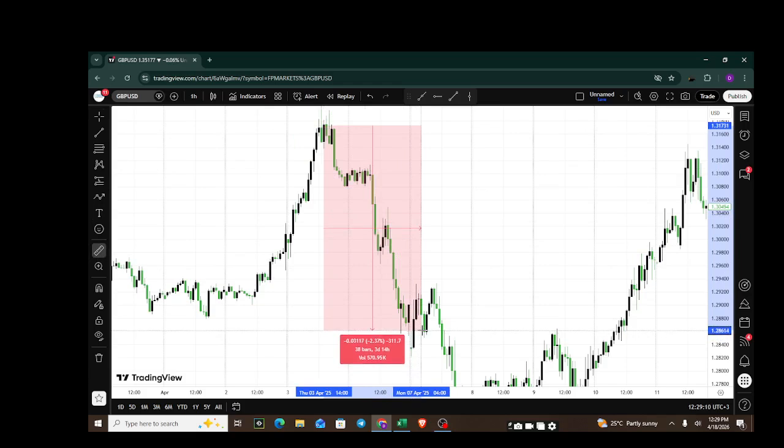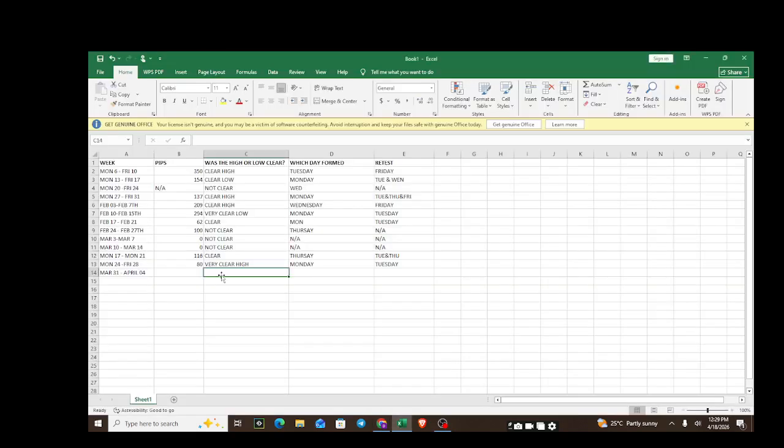And then we went 311 pips. And then we went on, it appeared on Thursday. Was there a retest? Maybe on Friday we would have gotten an entry if we had looked well enough.